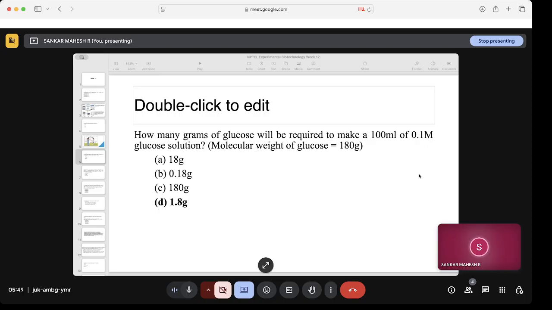So how will you get 0.18 gram? By mistake, sir, I have said 1.1 gram. Okay. If you look at this, it would appear like 0.1 molar on the left hand side equals x divided by 180 divided by 100 by 1000. So when you cross multiply, you will get 1.8.